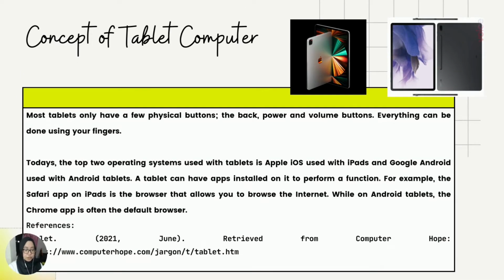So, continue. Most tablets only have a few physical buttons: the back, power, and volume buttons. Everything can be done using your fingers. Today, the top two operating systems used with tablets are Apple iOS, used with iPad, and Google Android, used with Android tablets. A tablet can have apps installed on it to perform a function. For example, the Safari app on iPad is the browser that allows you to browse the internet, while on Android tablets, the Chrome app is often the default browser.